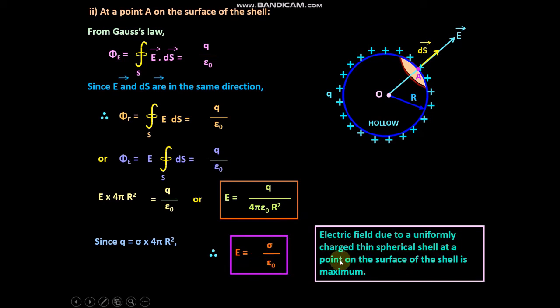Now the electric field due to uniformly charged thin spherical shell at a point on the surface of the shell is maximum, right?